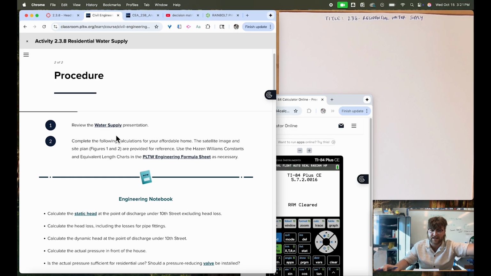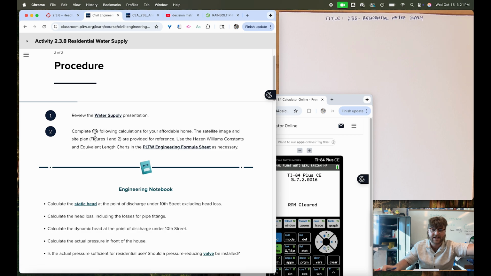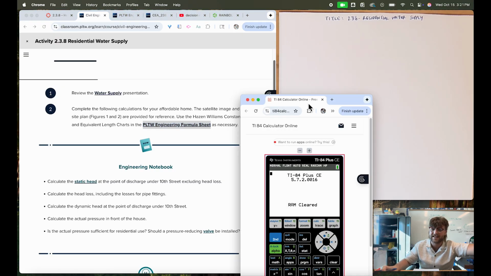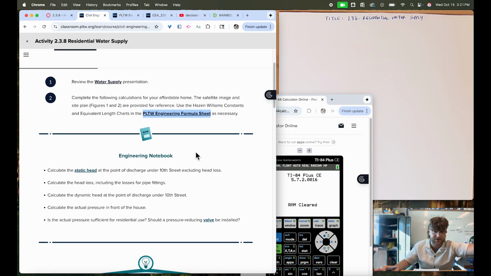So we've got the presentation here for our procedure. The presentation is the one we went through in class, and then they tell us that we're going to be completing the following calculations for our affordable home. They're going to give us a satellite image as well as a site image. The site plan is one that we've seen already, but that's just for reference. Remember, we want to have the engineering formula sheet up as well, so I'm going to open that up in a new tab. I've also got the TI-84 calculator emulator up so that's ready for us also.